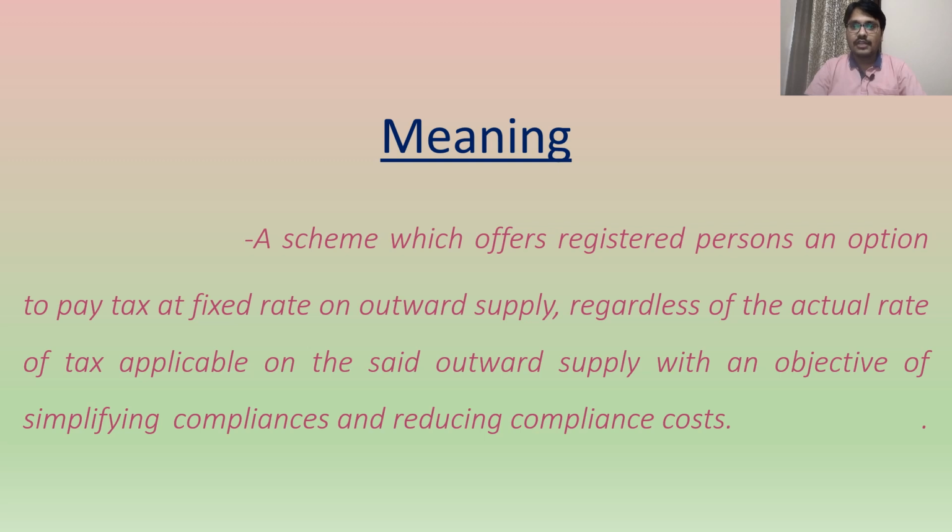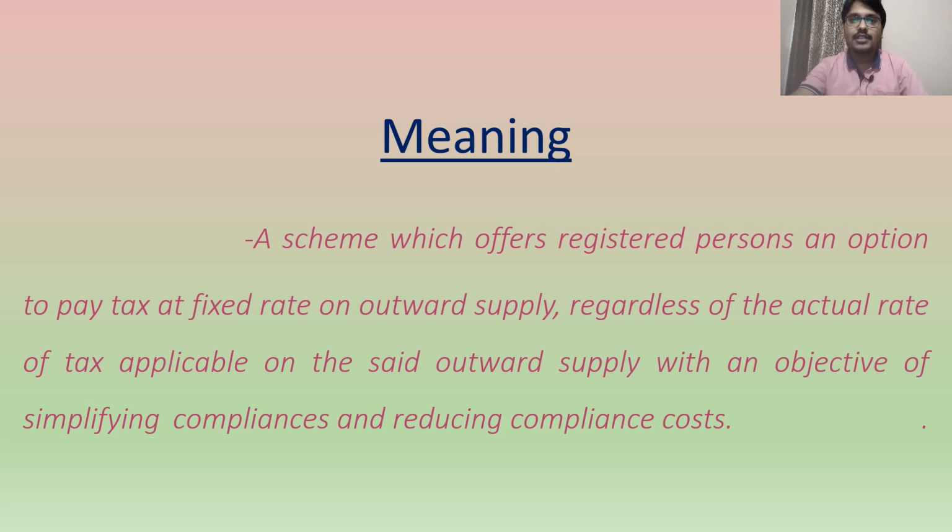For example, if we talk about a trader supplying goods on which prescribed rate of GST is 12%, but if he has opted for composition scheme, then he will have to discharge output liability at the fixed composite tax rate only, which could be either 1% or 5% or 6% as applicable.